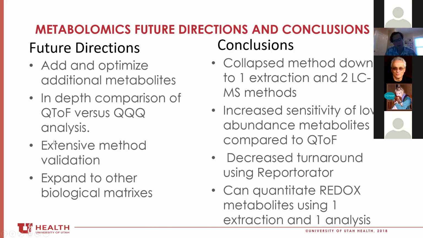But the nice thing about this is we can expand this methodology to a lot of other biological matrices, the whole derivatization process. And so it's quite a bit different from the normal metabolomics extraction and analysis workflow. And I think we can get a lot of small publications out of it, which would be great. And so to conclude, we dropped the method down to really one extraction method and two LC-MS methods, a positive and a negative mode. We increased the low abundance metabolite sensitivity, and we've really dramatically decreased turnaround time. And we can quantitate redox metabolites using really one extraction method and one analysis.